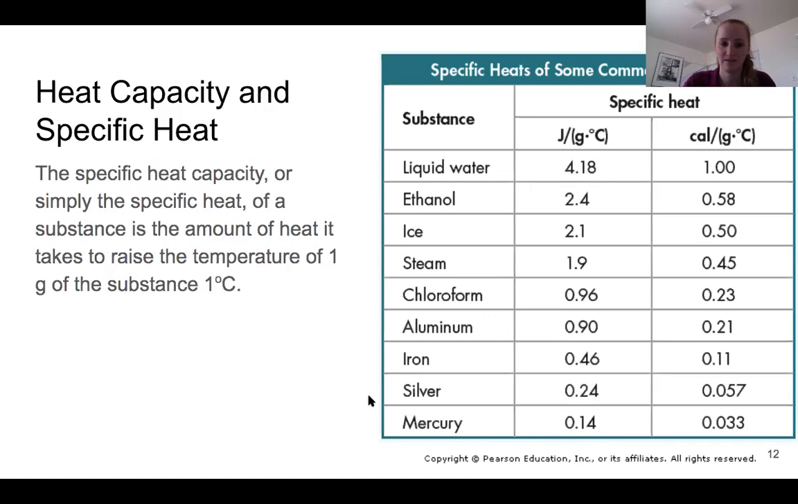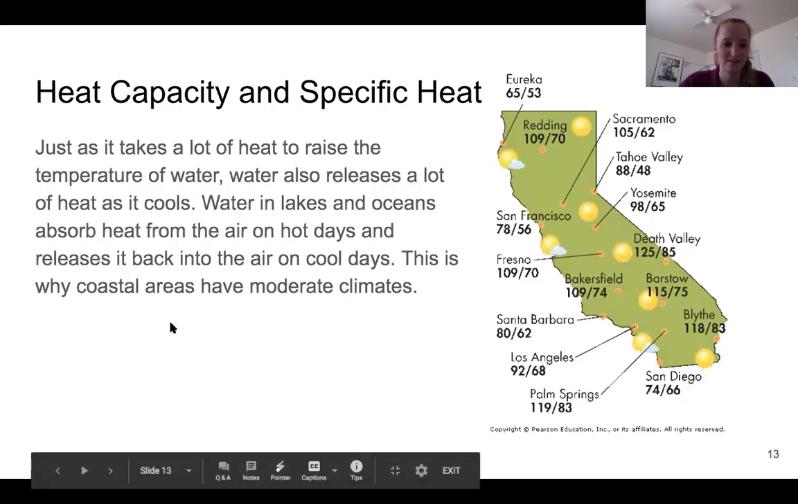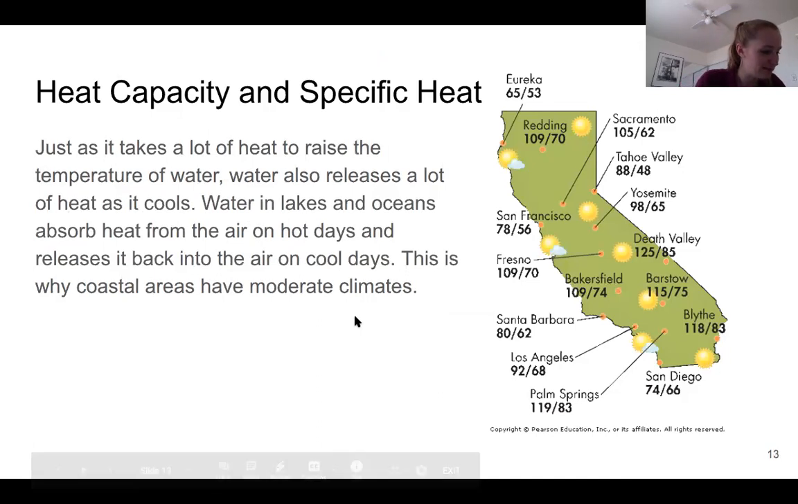Okay, we've got our last slide here. We've got number 34. Oh, and by the way, sorry, number 33. The substance that has the highest specific heat, the highest number, is liquid water. Hopefully you noticed that. And the lowest is mercury. So hopefully you got those two.